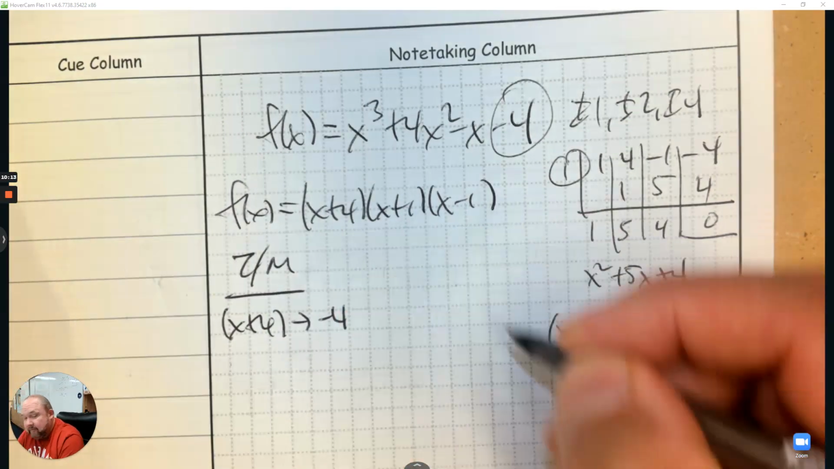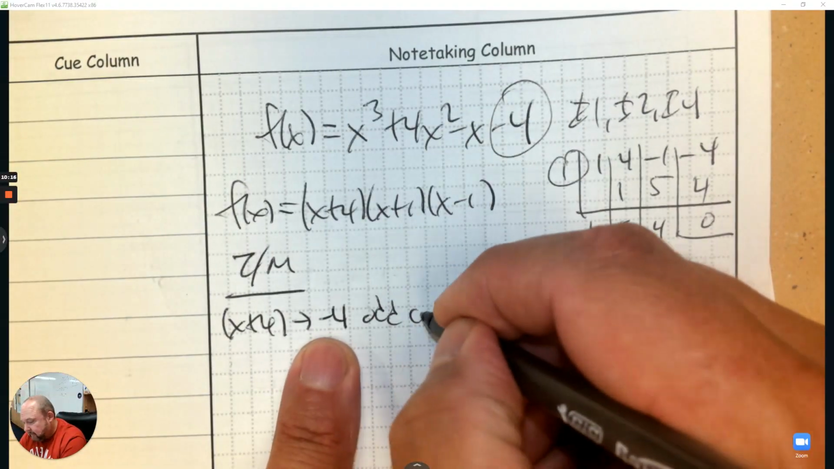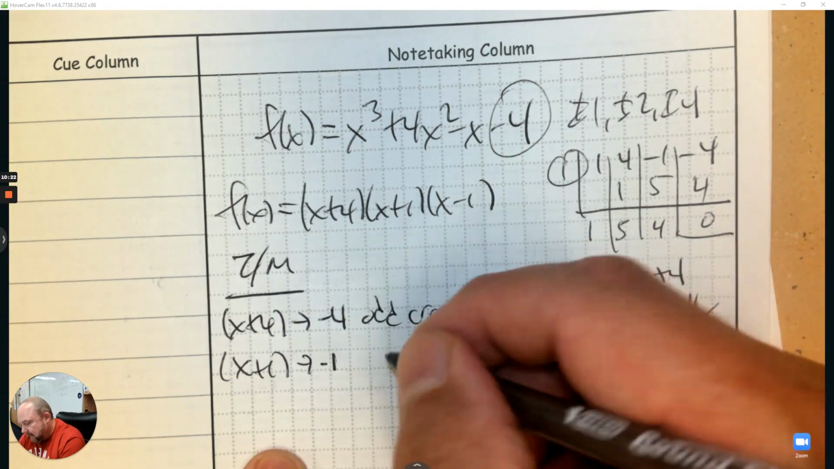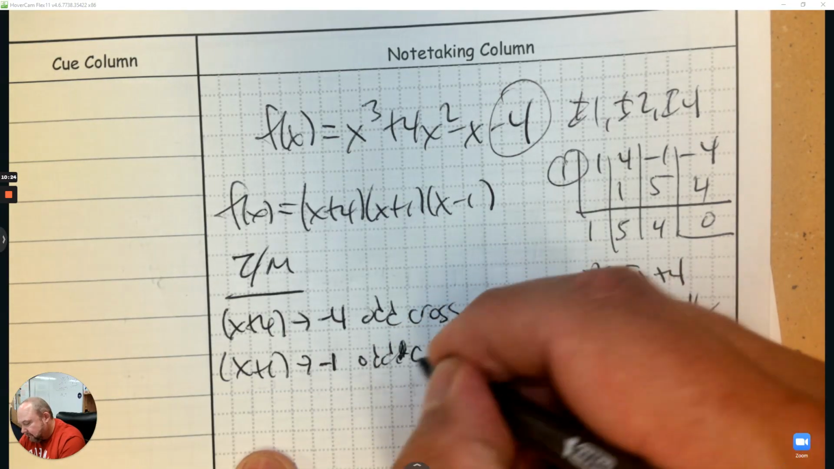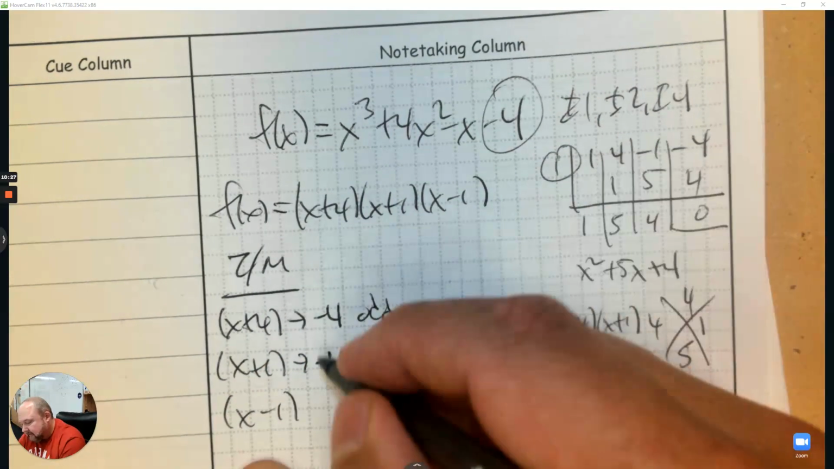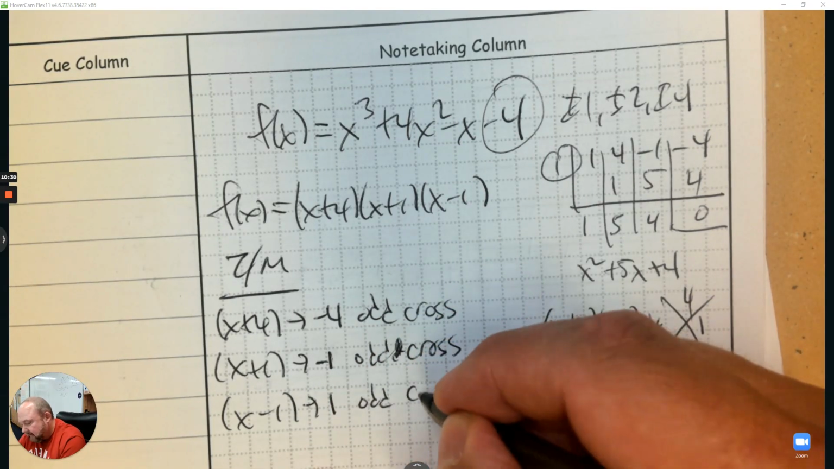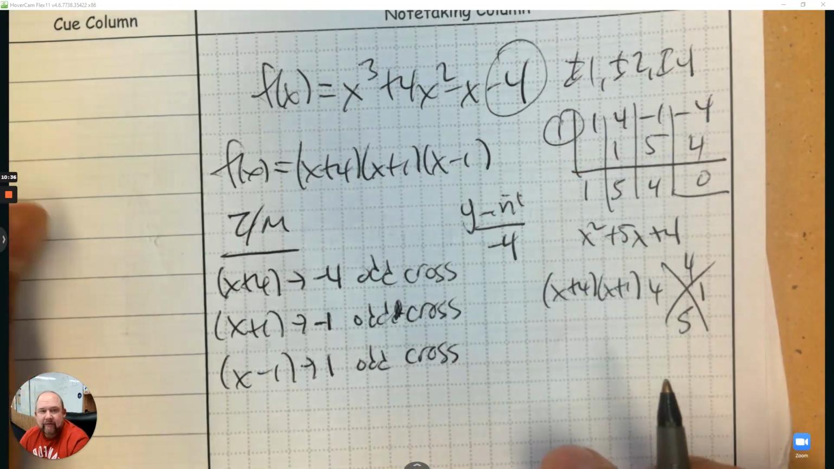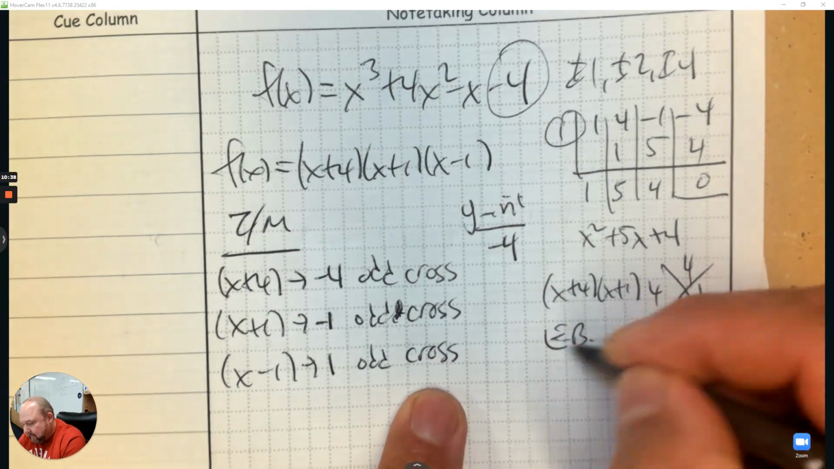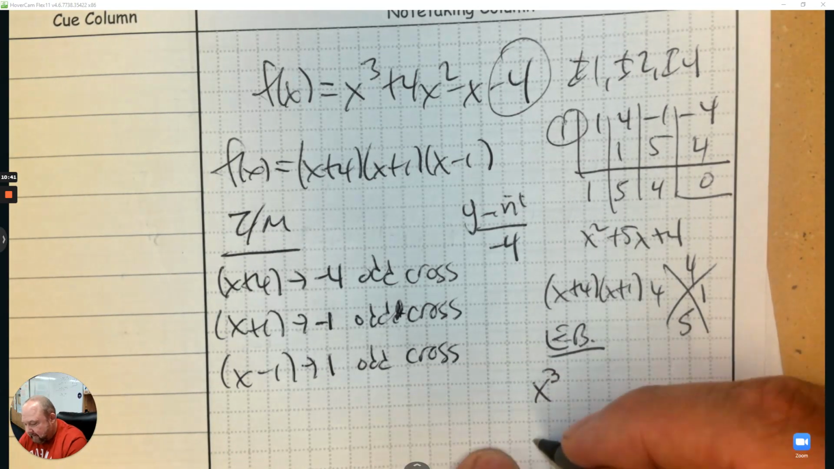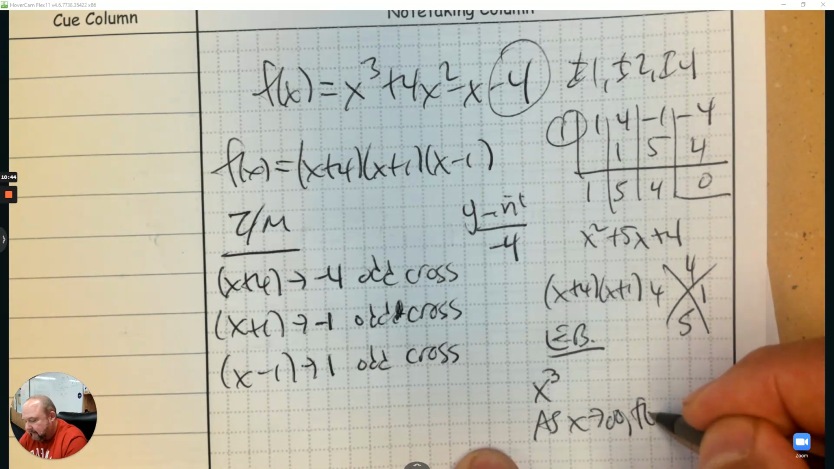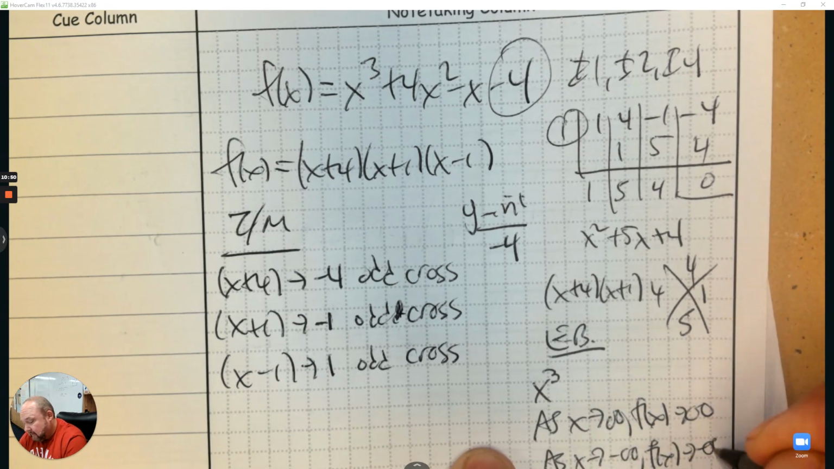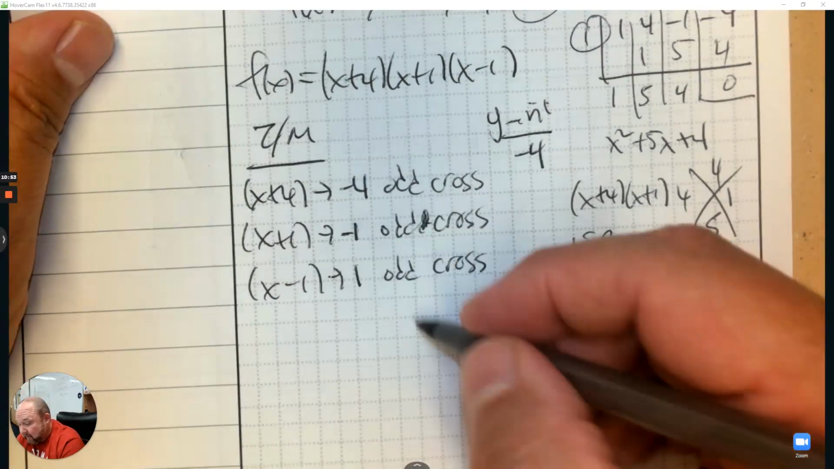So I write down the factor. I write down the 0. It has an odd exponent, so it's going to cross. I write down the factor. I write down the 0, which is -1. It has an odd exponent, so it's going to cross. I write down the last one. +1 has an odd exponent again, so each one is going to cross in this case. The y-intercept is always that last number. The end behavior, it starts with the power term. We've done it like this every question. So as x approaches infinity, the function goes up. As x goes to -infinity, the function goes down. And then we're ready to graph.